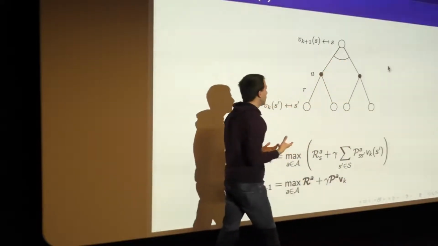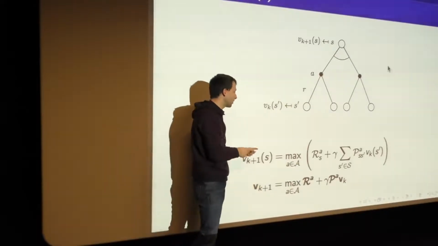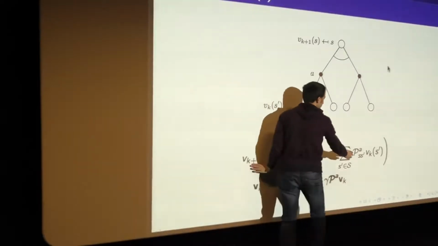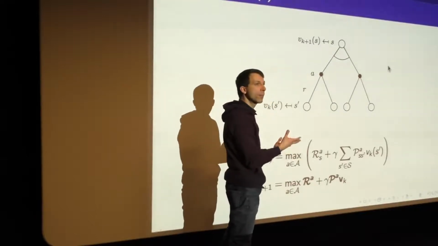So what we're doing here is taking our Bellman optimality equation and turning it into an iterative update. If we didn't have the iteration indices here, and this was just v equal to v, this would be the Bellman optimality equation.